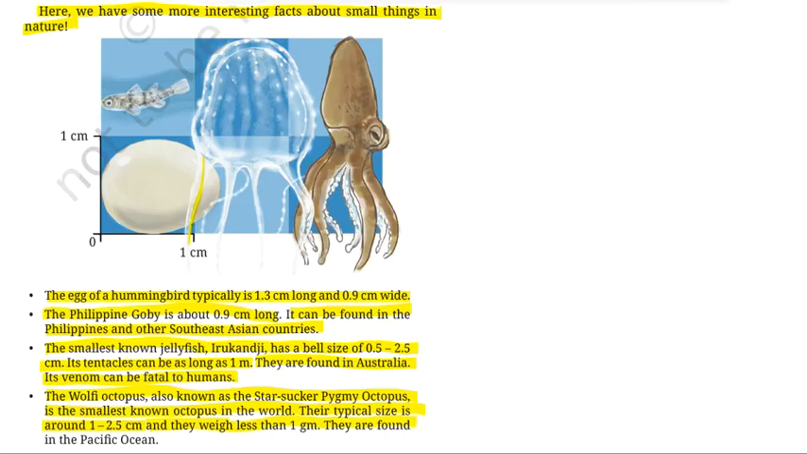They are found in the Pacific Ocean. This is the smallest octopus. Its typical size ranges from 1 to 2.5 centimeters, and its weight is so small that it weighs less than 1 gram. They are found in the Pacific Ocean.